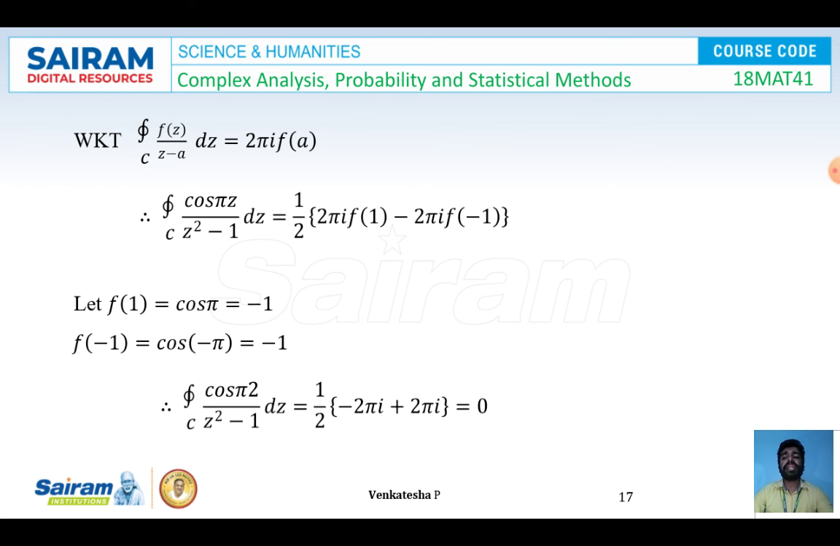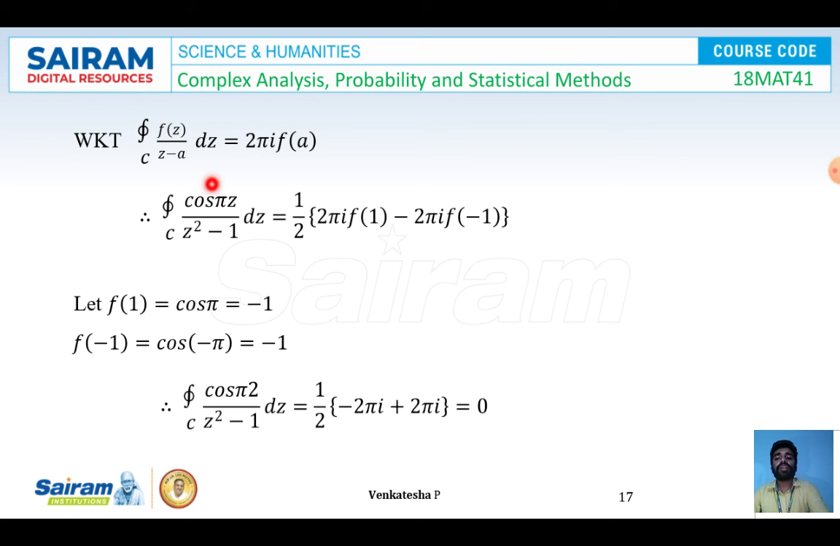Then the integral over the region C f of z by z minus a dz will be equal to 2 pi i into f of a. So it will become the integral over the region C cos pi z by z square minus 1 dz will become 1 by 2 into 2 pi i into f of 1 at z is equal to 1 minus 2 pi i into f of minus 1 at z is equal to minus 1. So now we need to find both the values.